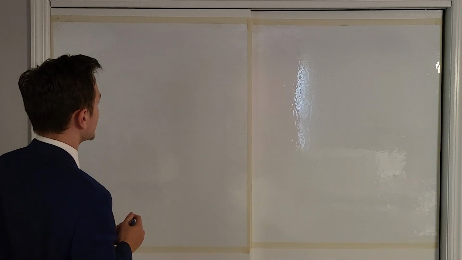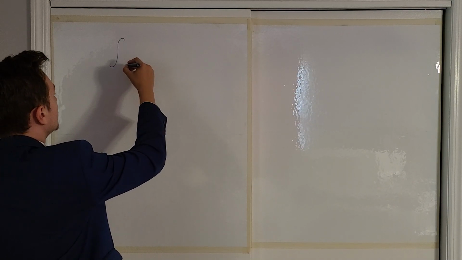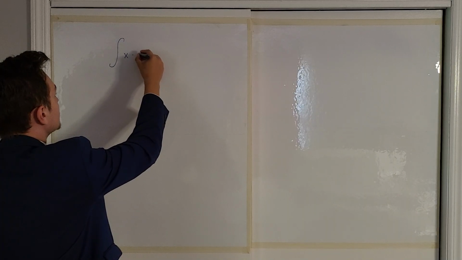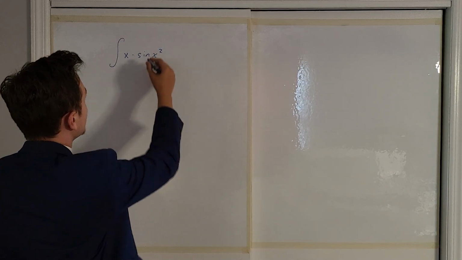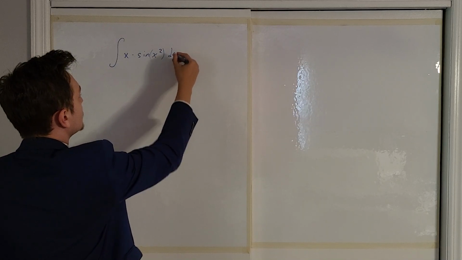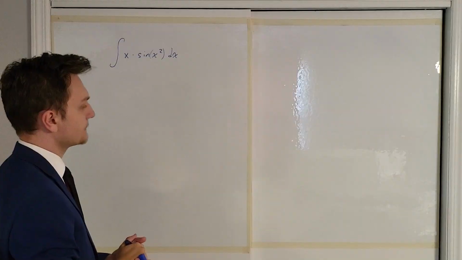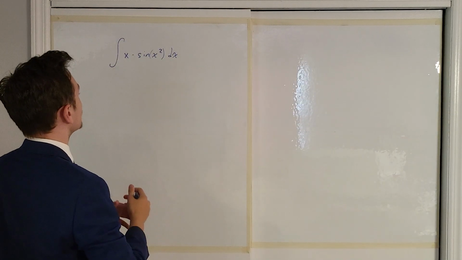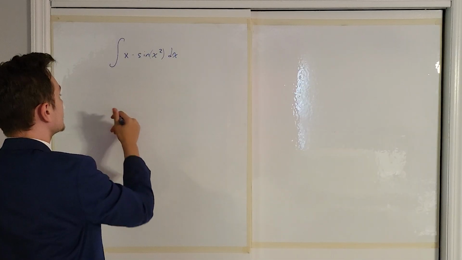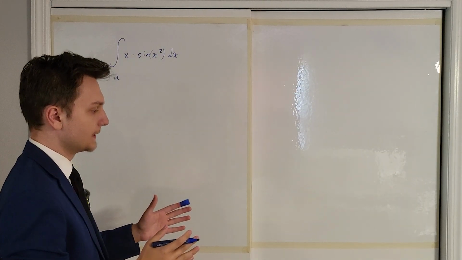First, let me give you an example. Let's say I'm dealing with the integral of x times sine of x squared. This is going to be the example we're dealing with, and I'm going to explain what u-substitution is as we solve this. So u-substitution, as the name might imply, is we need to find something that we're going to identify as u.